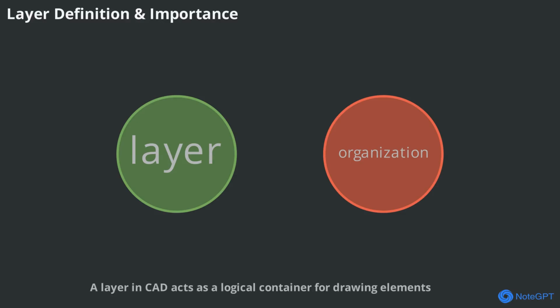Layer in CAD acts as a logical container for drawing elements, each with its own properties. Layers organize elements by type, control visibility, manage printing, and enhance editing efficiency. Locking layers prevents accidental changes, and naming conventions ensure interoperability. Layers are essential for managing complex drawings and maintaining standards across projects.